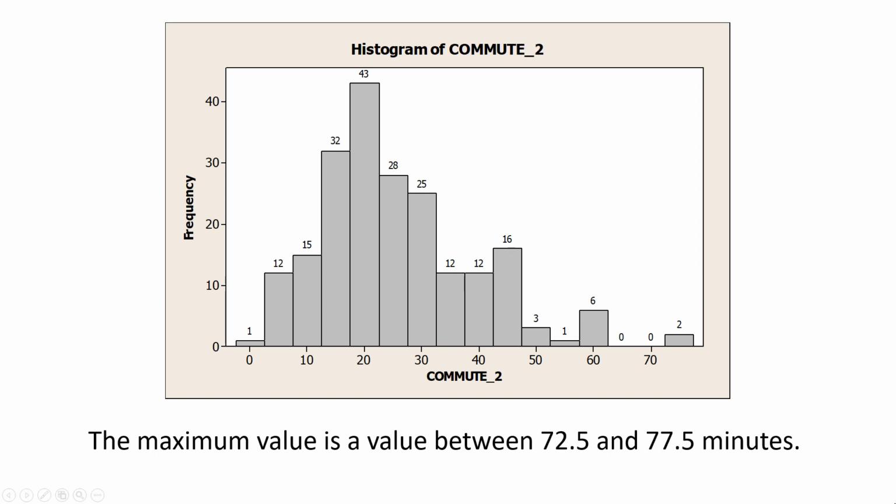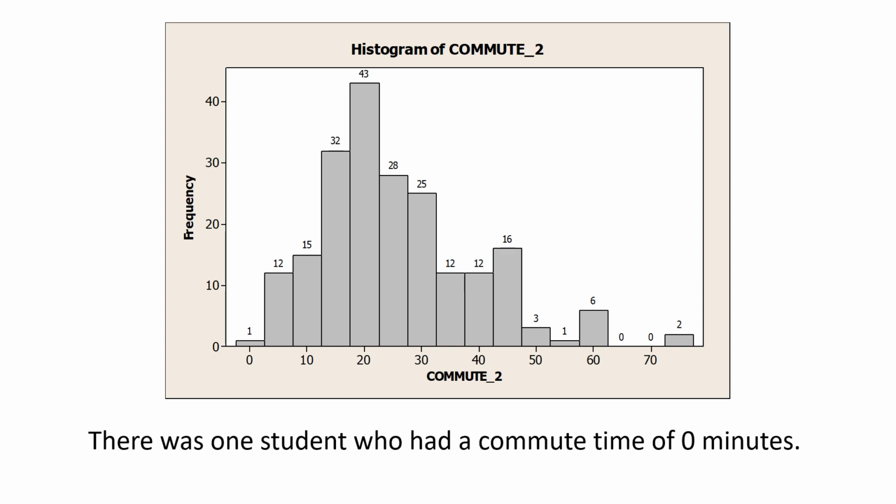This statement is true. There was one student who had a commute time of 0 minutes. Again, we cannot report exact values from a histogram. This is false.